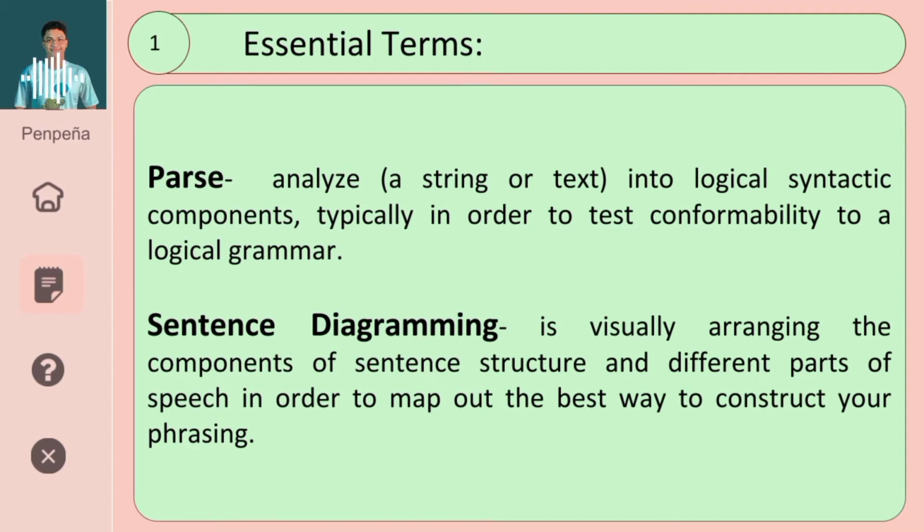Second, sentence diagramming is visually arranging the components of sentence structures in different parts of speech in order to map out the best way to construct your phrasing. Diagramming uses straight lines and slanted lines to help you separate, analyze, and organize the function of your words in a way that delivers the clearest picture. The purpose of diagramming a sentence is to ensure your syntax is clear and easy to understand.